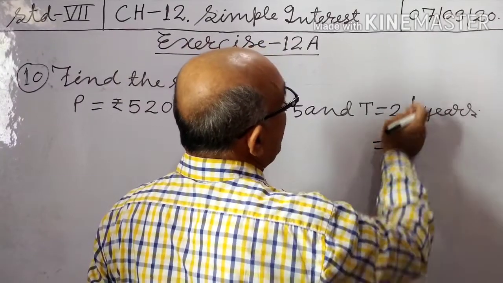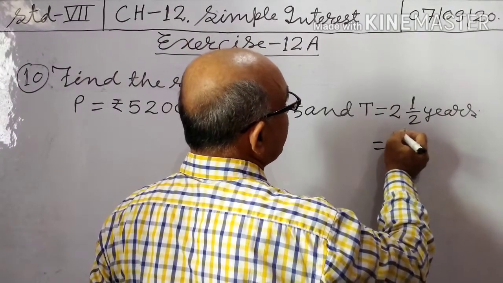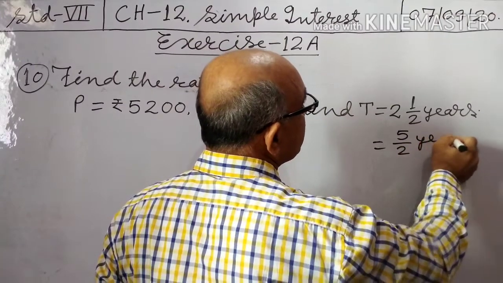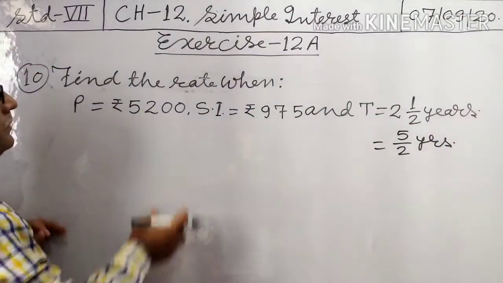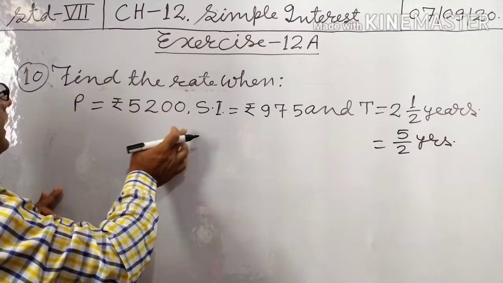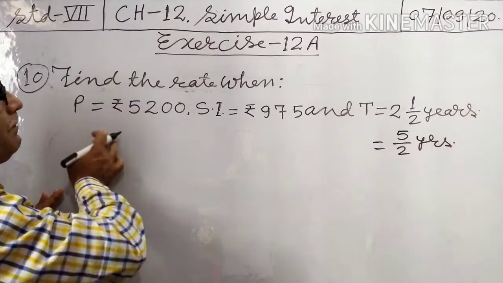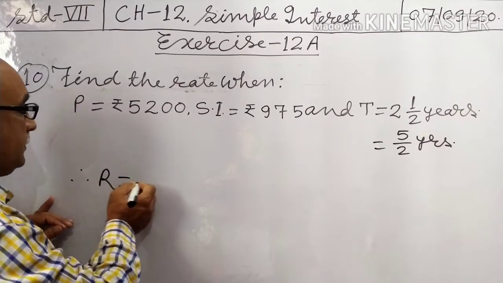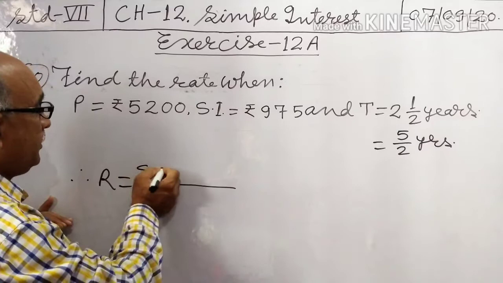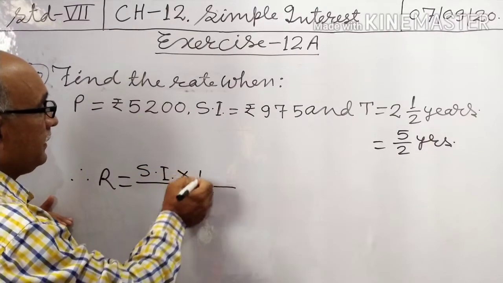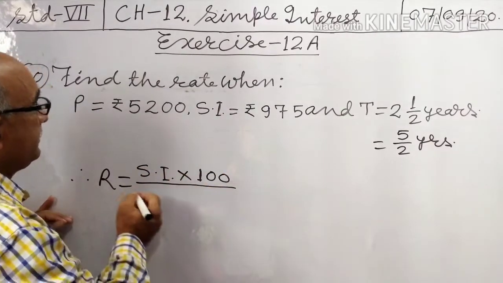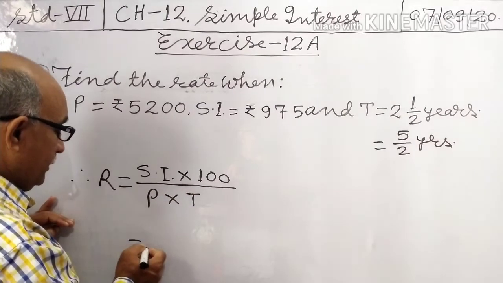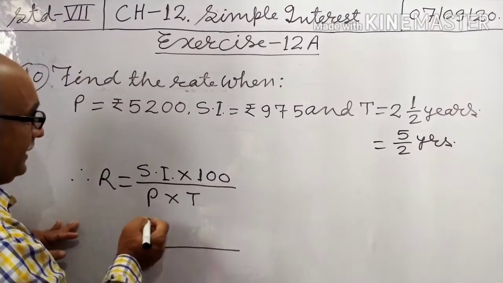So 2 twos are 4, 4 plus 1 is 5, so 5 by 2 years. Here we are given SI, P and T. Directly find R equals SI into 100 by P into T.